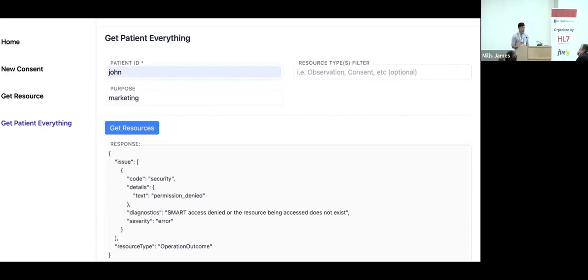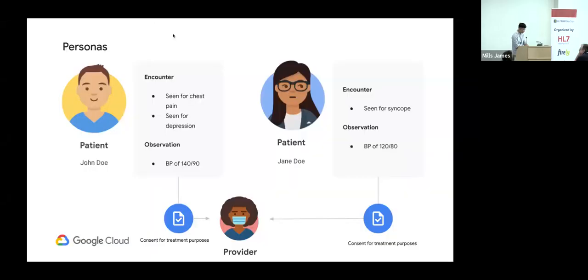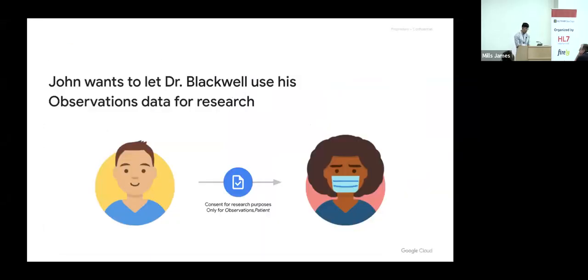Now let's create some additional consents to show how this interacts. Let's say John Doe now wants to give permission to the doctor to do some research. So let me switch back over to my slides. So this is the new scenario now.